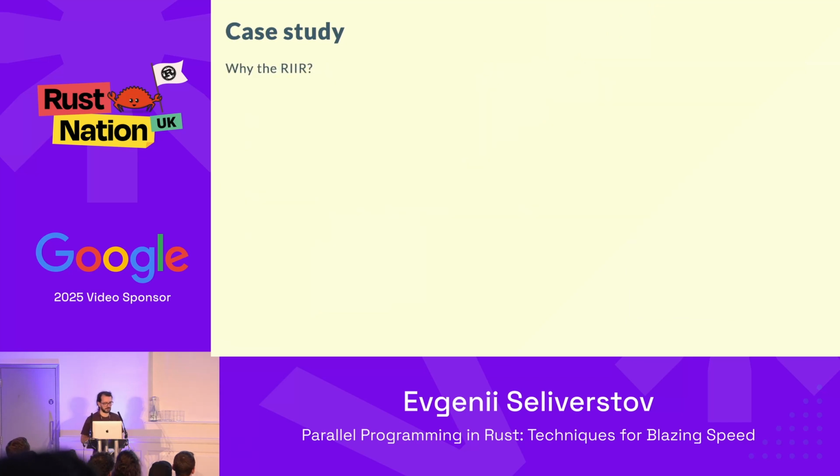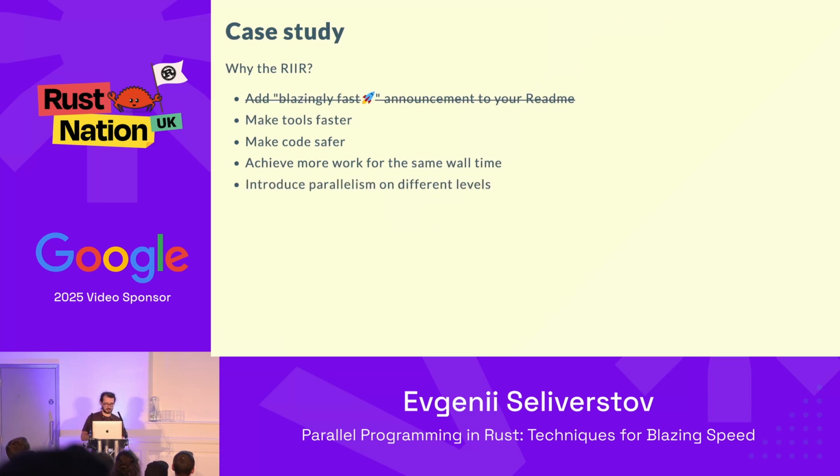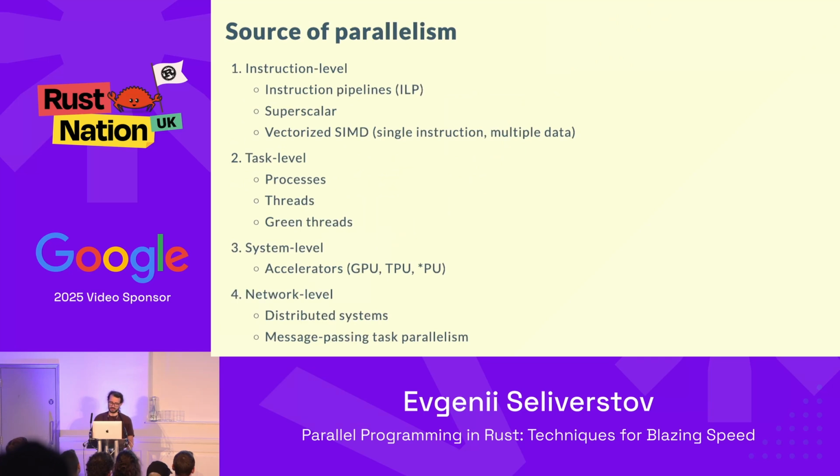So let's understand why we have this syndrome related to Rust. First of all, is it only about bragging? No, not only. It's about how to make our tools faster and more performant and safe at the same time, so we can achieve more work at the same time. It's actually about caring about the users of our system, that we do more work.